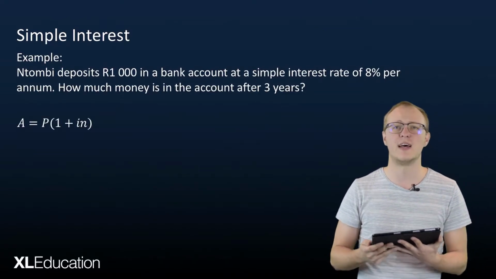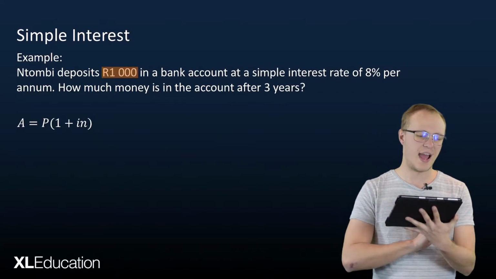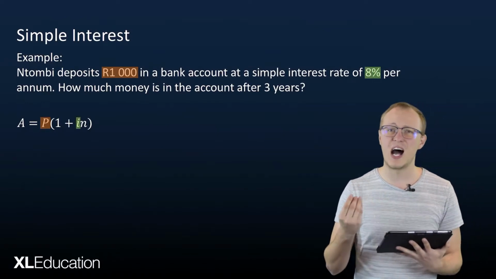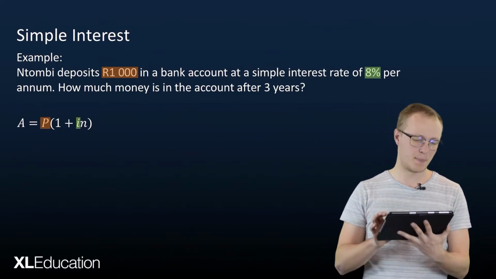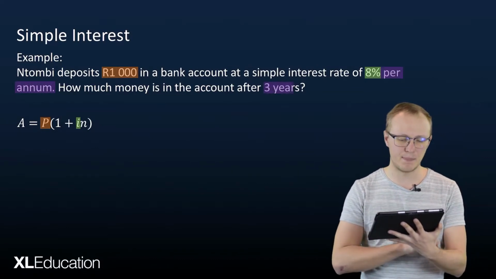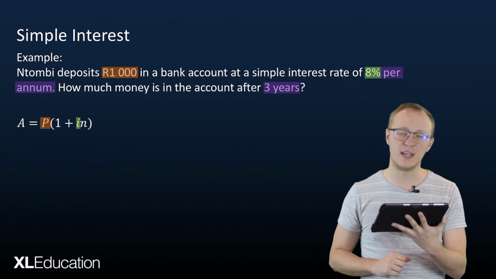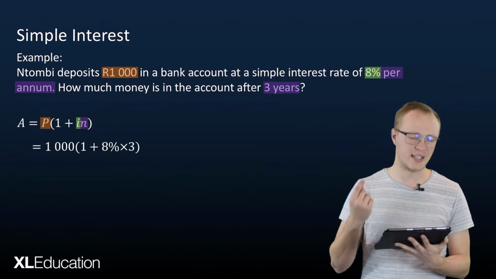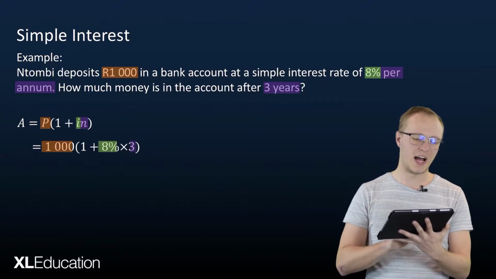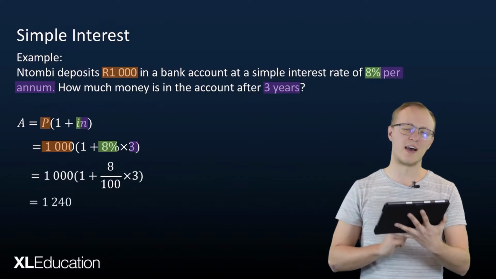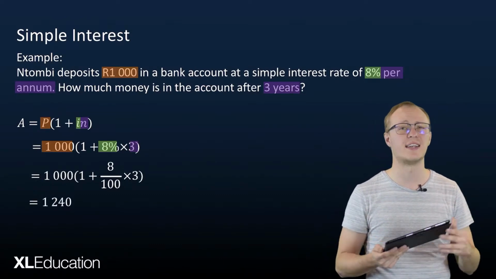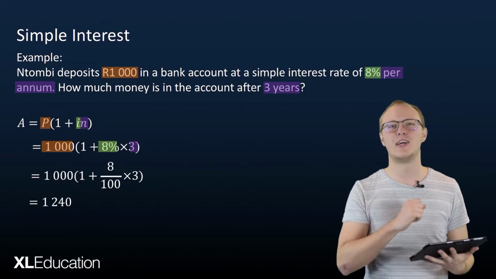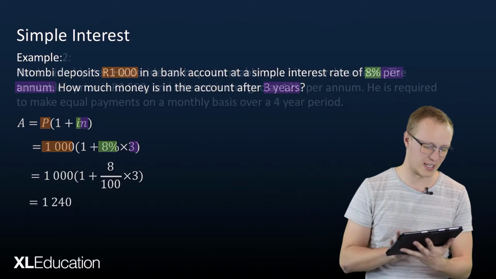Well, now we've got our formula, A equals P(1 plus I N), and we know that P is the 1,000 Rand. We also know that I, the interest rate, is 8% per annum. And we know that the time period is going to be 3 years, and that is going to be N. So once we substitute that in and we calculate it, we find that she is going to have 1,240 Rand in the account after the end of the 3rd year. And that agrees exactly with what we calculated when we went through the whole table approach.